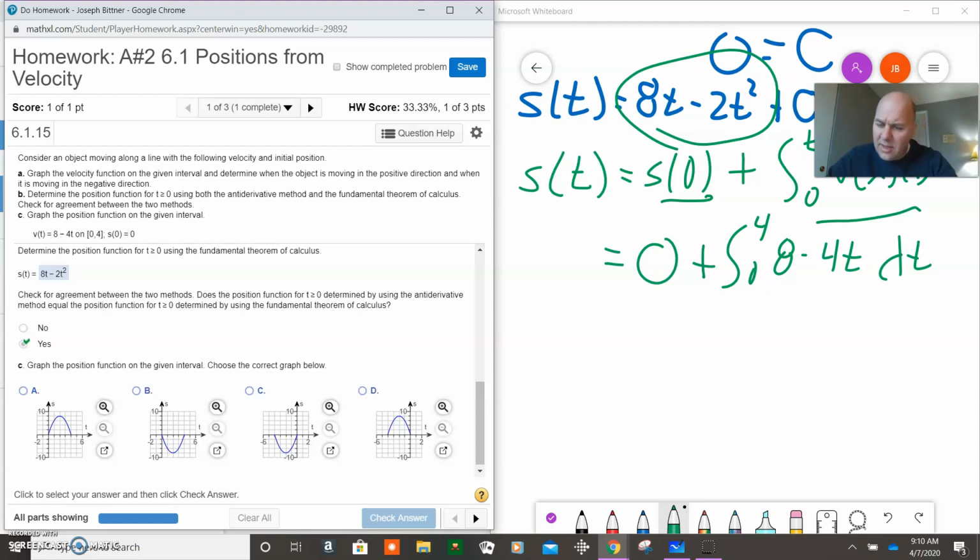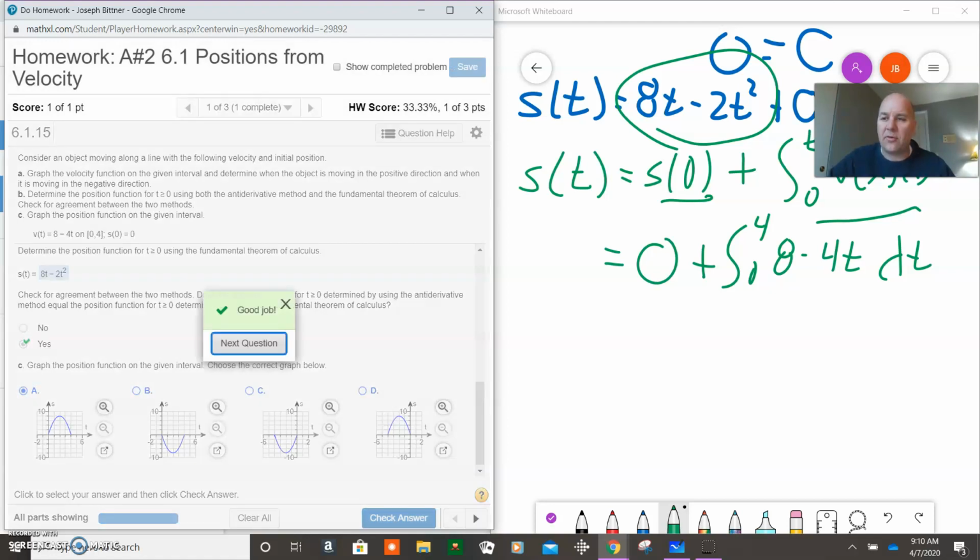Well, D goes into the negative region. If you remember my constraint was from 0 to 4. So really this is the position, and that's my final solution there.